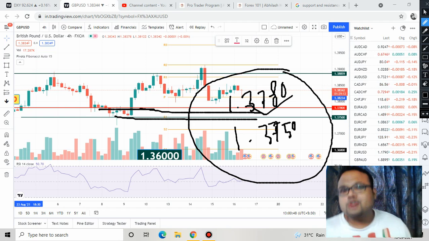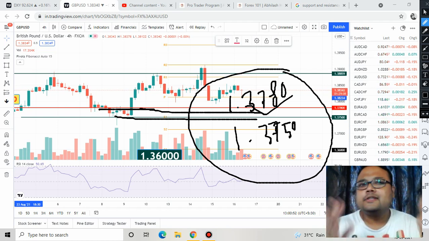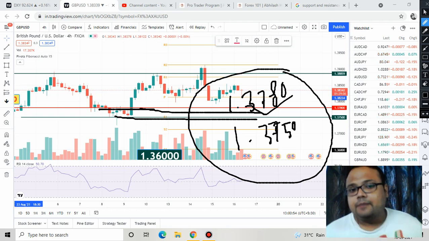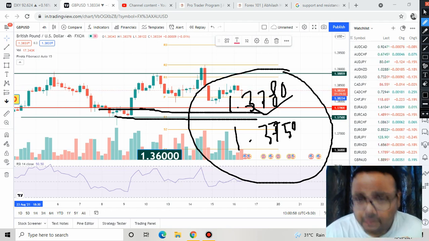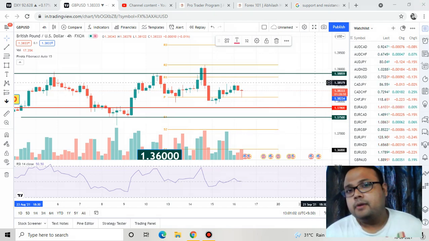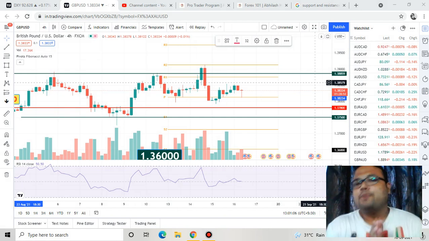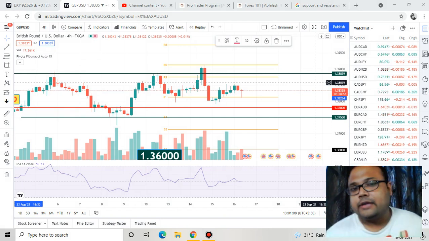So wait and watch. Right now the market is in the middle, so do not trade in the middle. As I always say, do not chase the market, let the price come to you. So let's wait and watch for the perfect opportunity. Be careful and please follow proper risk management. As we all know, being a trader, your most important duty is to protect your own capital.